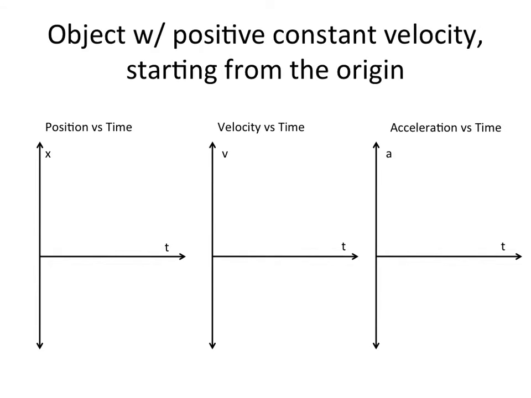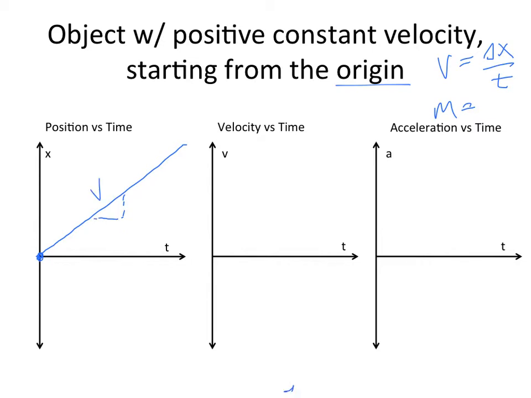Okay. Object with a positive constant velocity, starting from the origin. All right, so it tells us where we're starting from. So let's go over here on the position versus time. Starting from the origin, it's got a positive constant velocity. Remember, velocity is change in position over change in time. So that means it's the slope of this line right here. So we're going to have a positive constant velocity, just like that. Could have been a little straighter line, but you get the idea. Our change in position over a change in time, that's our velocity.